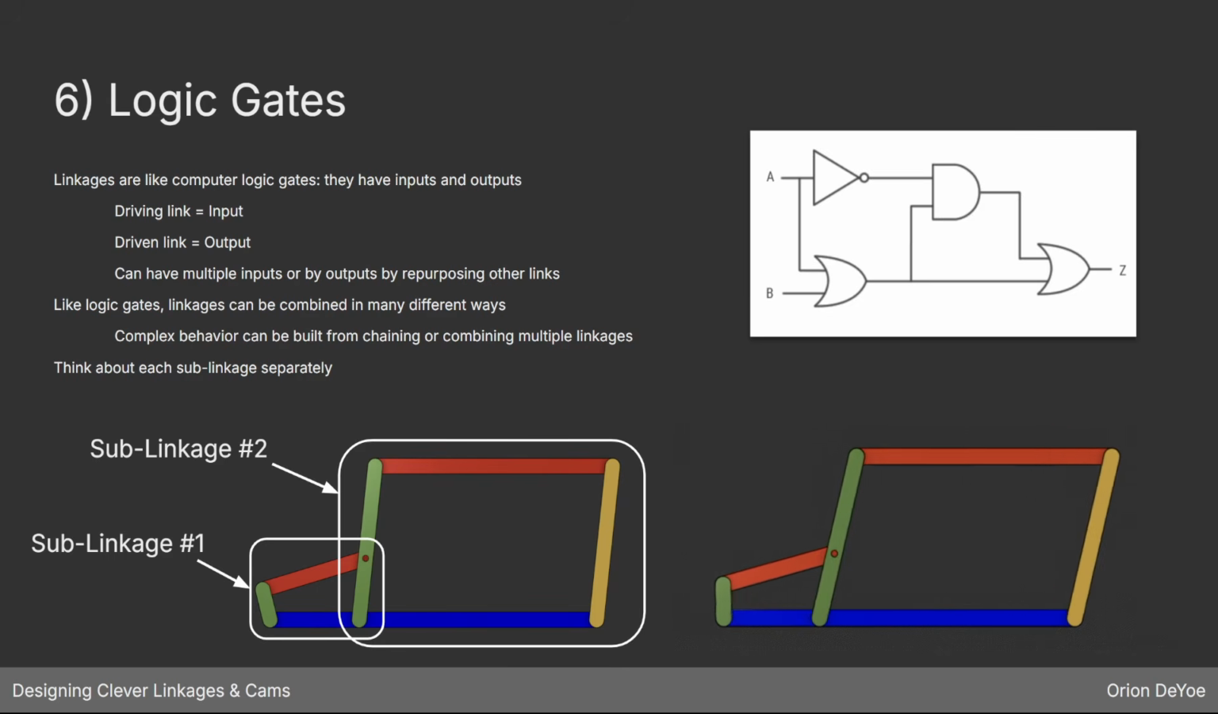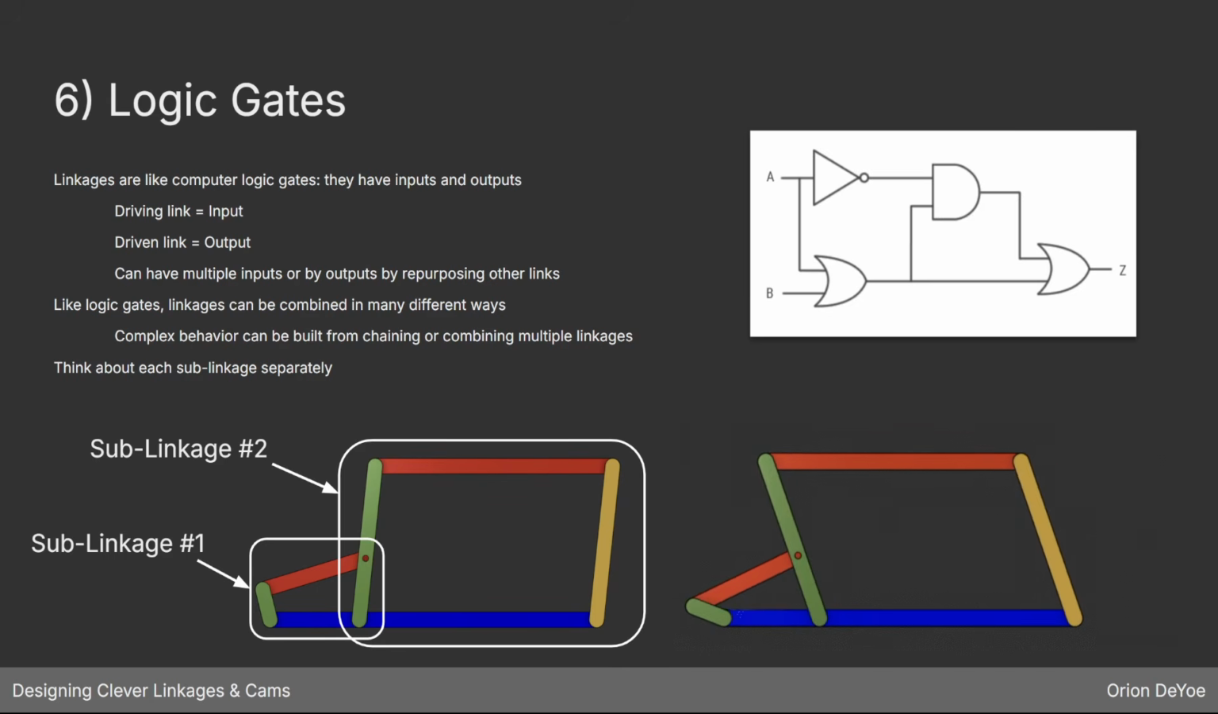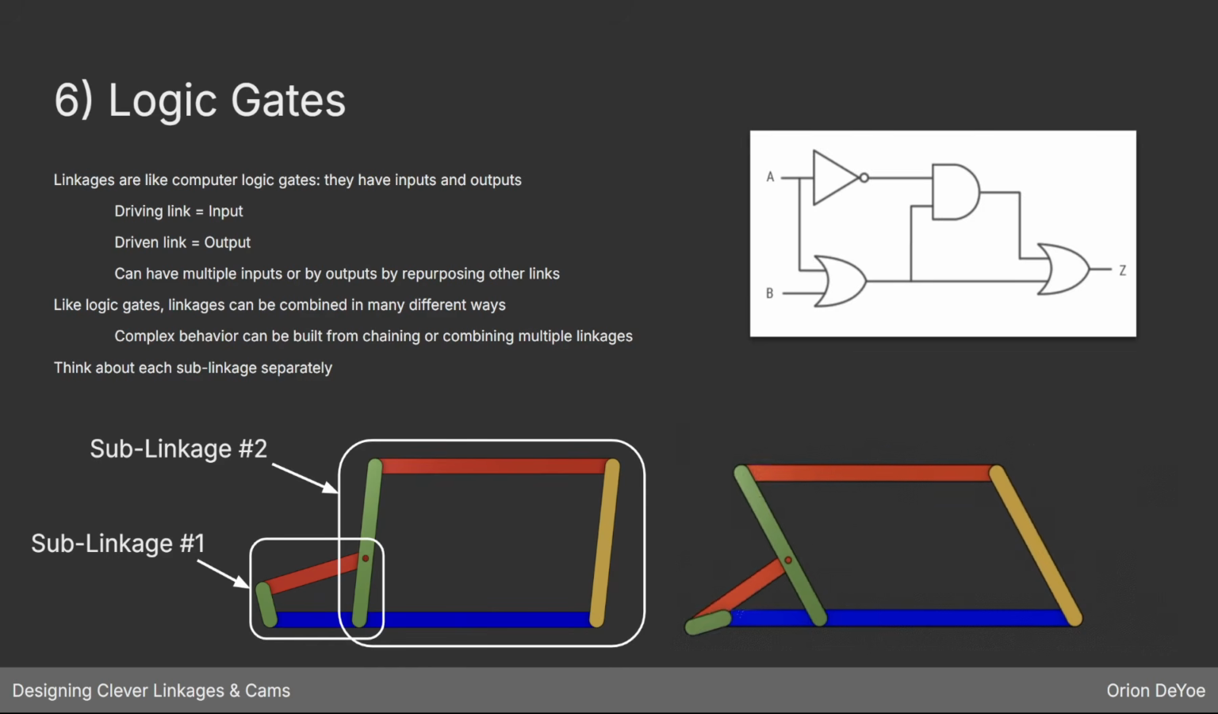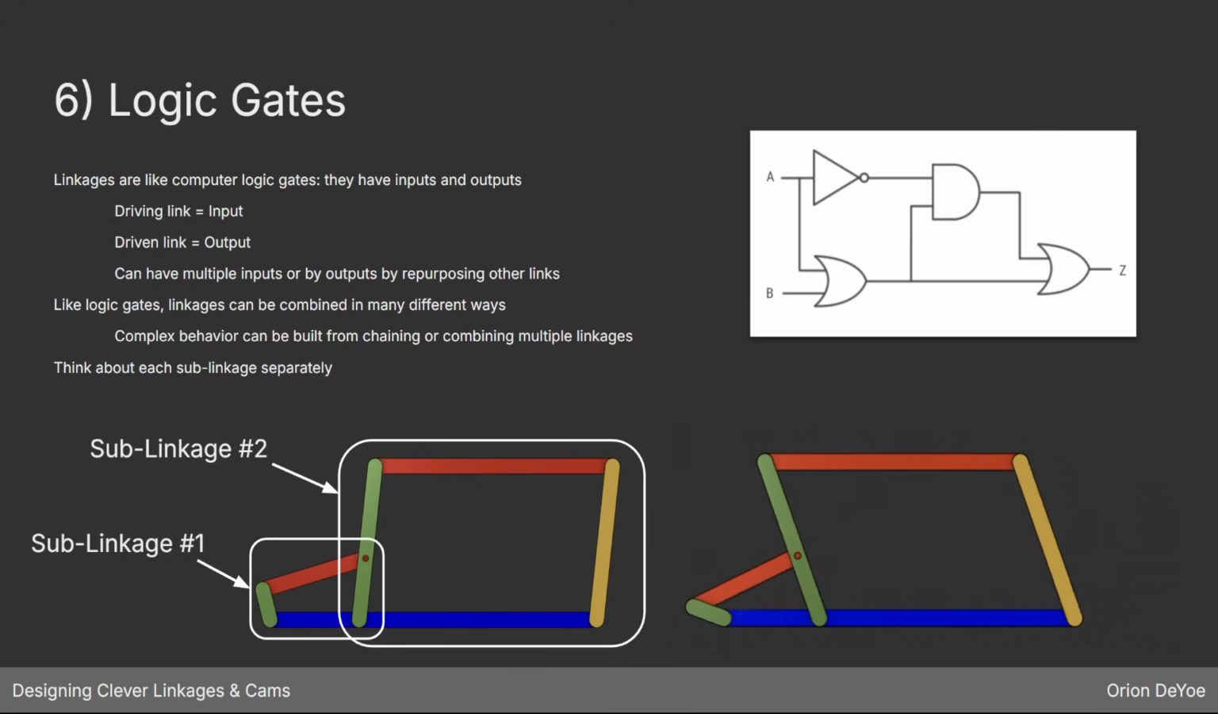Linkages are kind of like logic gates, if you're familiar with the computer science concept of AND gates, OR gates, NOT gates, etc. The concept here is that you've got one or more inputs and one or more outputs, and you can connect these gates together to produce some output, which in our case would be some mechanical motion. Linkages work the same way, and you can think about compound linkages as these logic gates that you have in your toolbox, and you can connect them together in different ways.